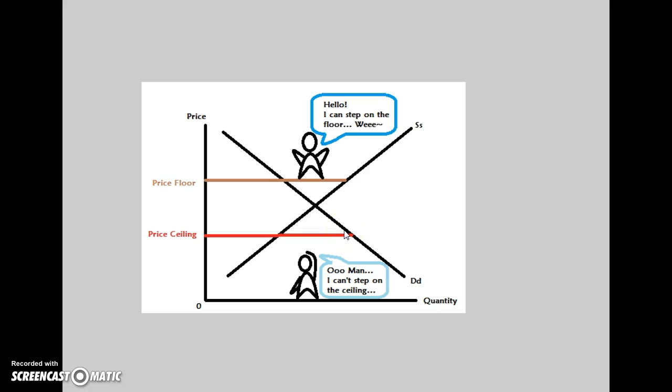However, it creates a shortage, because quantity demanded right here is going to be high because there's lots of people that want to demand those apartments, but quantity supplied is going to be low because of that price. Sellers aren't going to want to sell. So they create inefficiency in the market.